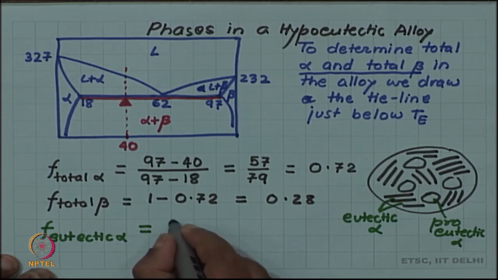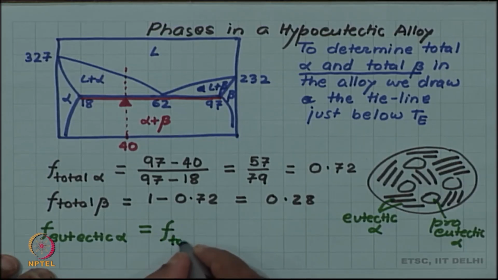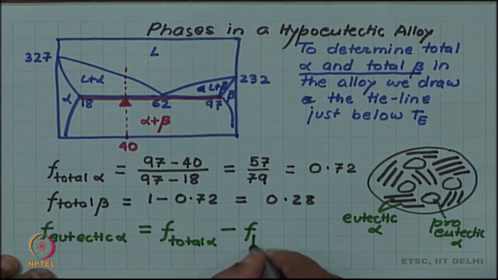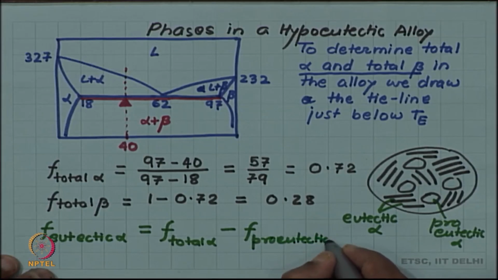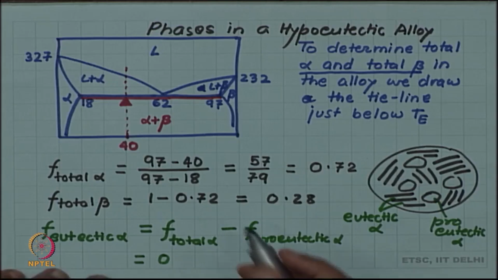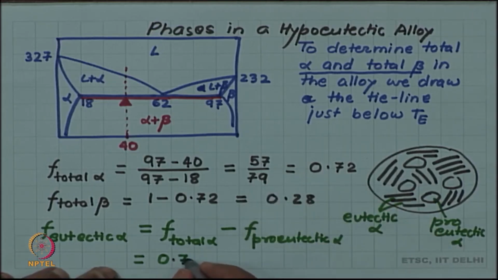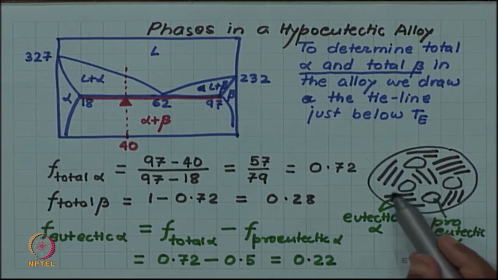So this we can simply find as the difference between total alpha and the pro-eutectic alpha. We have determined total alpha here as 0.72 and the pro-eutectic alpha as 0.5. So we take the difference of the two, so we get 0.22 as the eutectic alpha. So if we are interested in how much alpha is in the eutectic mixture, that is 22%.